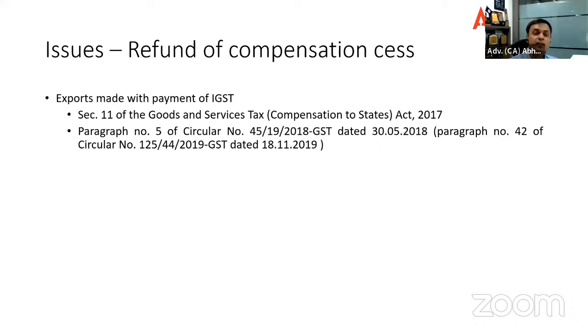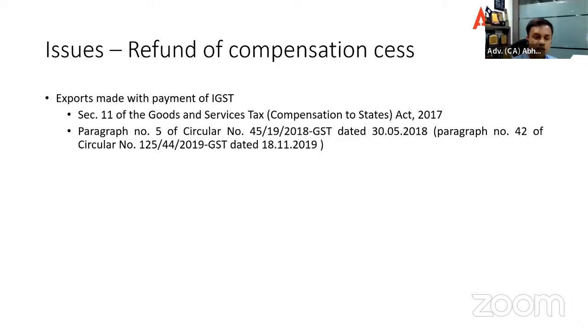However, if a person exports the goods under LUT without IGST, then a person is entitled to claim refund of both the accumulated credit of GST as well as the accumulated credit of cess to the extent of exports. That law is settled. Now, where the dispute is, is this circular. The circular takes a view that only if you are doing exports under LUT, we will give the refund of cess. If you do exports with payment of IGST, then since you have not paid cess on that product, we will not give the refund of cess.